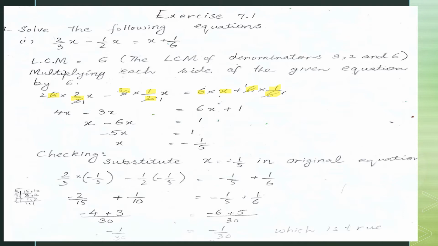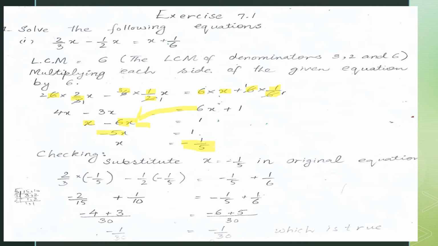Now x minus 6x: here you are keeping the like terms together. The 6x moves from the right-hand side towards the left-hand side, so you will change the sign. Then there is minus 5x is equal to 1, so x is equal to minus 1 over 5.